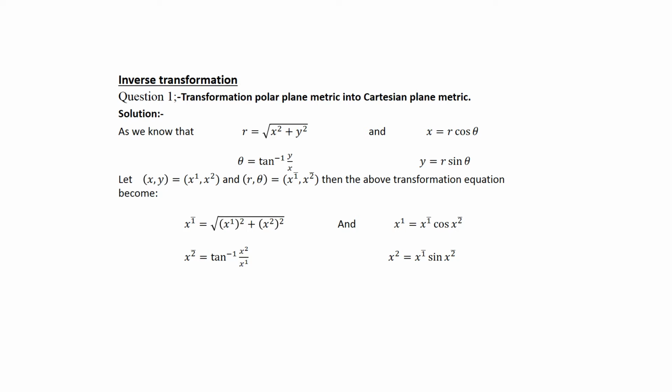And similarly, on the right hand side of this equation, x is replaced with x1 and y is replaced with x2. So our second equation becomes x1 is equal to x1 bar cos x2 bar, and x2 is equal to x1 bar sin x2 bar. We replace x with x1 and y with x2, and similarly we replace r and theta in the other coordinate system. R is replaced with x1 bar and theta is replaced with x2 bar.